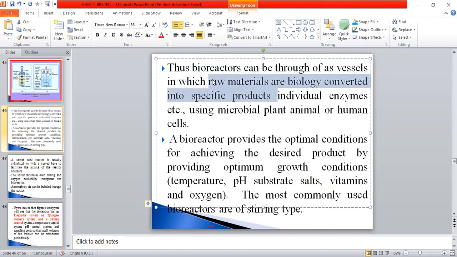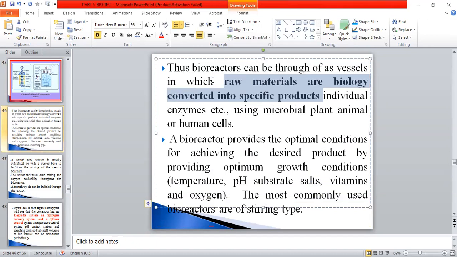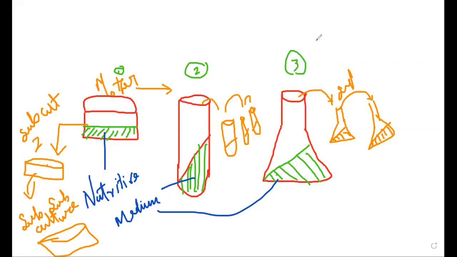So what are the main uses of the bioreactor? It means raw material. Take an example, one of the very good examples. Don't forget, my dear, this is very, very important. Many times they have asked questions on this.